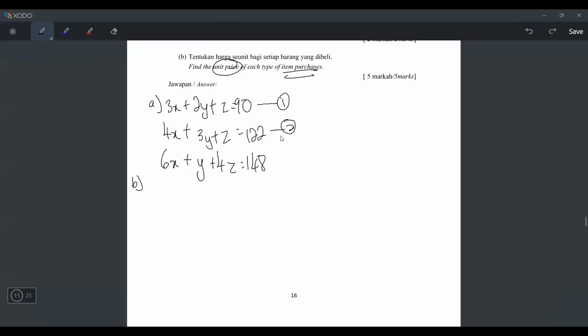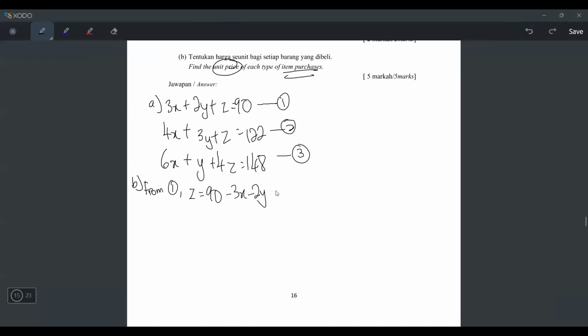So this is equation 1, this is equation 2, this is equation 3. So what I will do is I will go to equation 1, and I will try to make Z single. Because making Z single is much better. Because if you make Z single, there will be no fraction. But if you make X or Y single, you will end up with fraction. So let's make Z single. It will be 90 minus 3X minus 2Y.